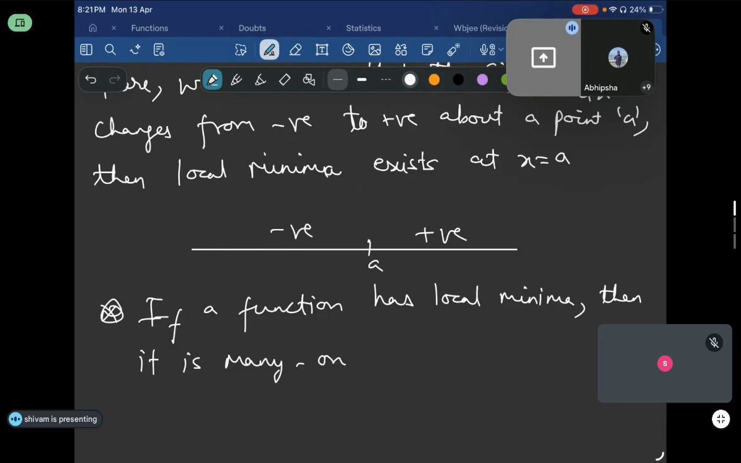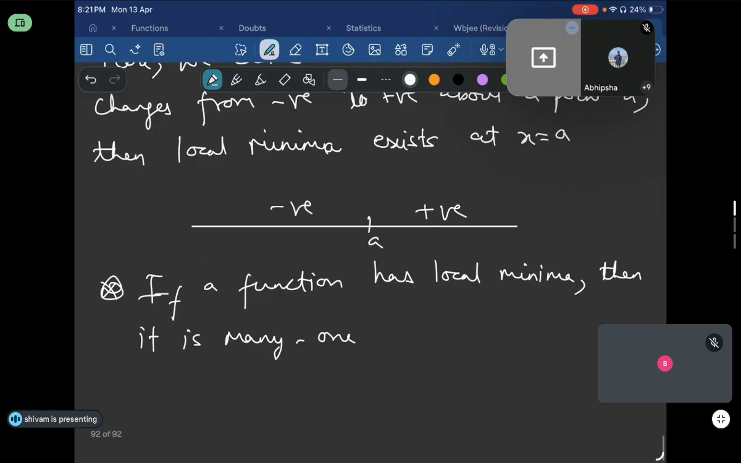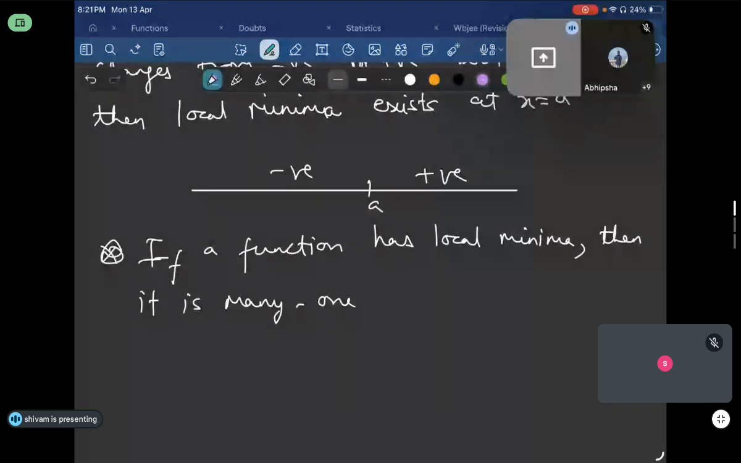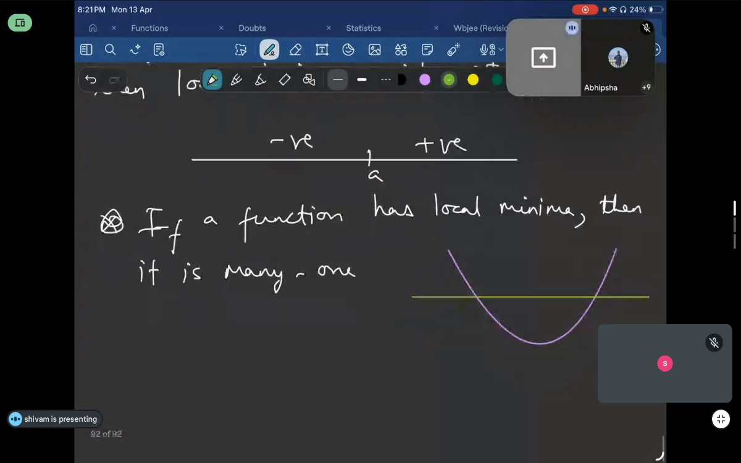Then it is many one. If anyone has any doubt, you can ask me. Whenever a local minima exists, you will always find a line parallel to the x-axis which will cut the graph at two distinct points. Next.